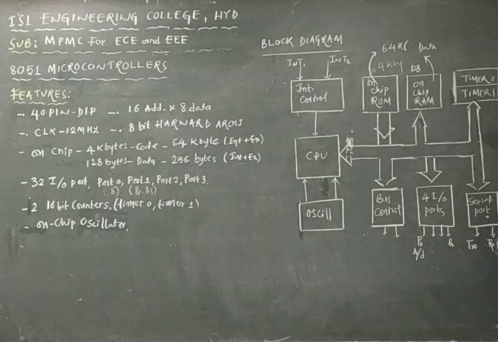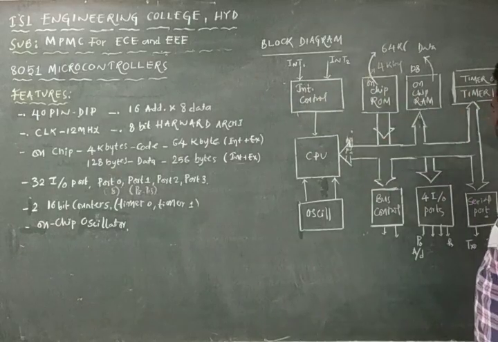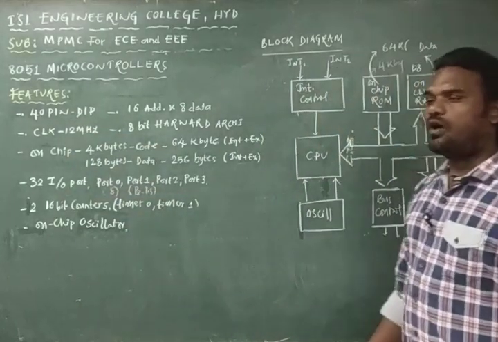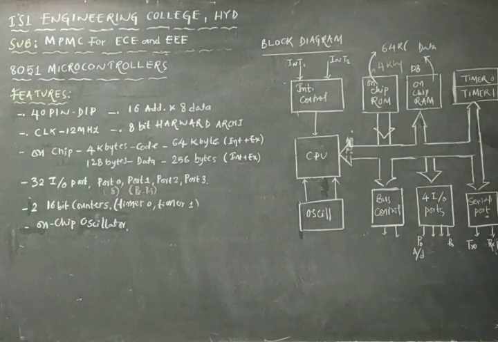And here, it is a complete integrated circuit, and we get that integrated circuit with 40 pins. Out of those 40 pins, 32 pins will be programmed as input output ports, and they will be divided into 4 groups: port 0, port 1, port 2, port 3. Each port has 8 pins, so 8 plus 8 plus 8 plus 8, that is 32 pins that can be programmed for address and data lines.